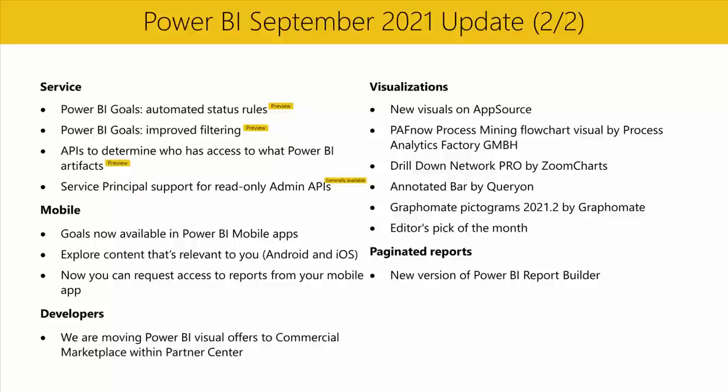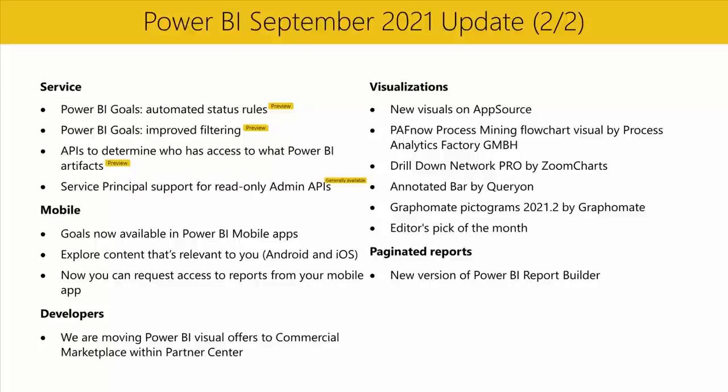And when you need to perform an access review across the entire tenant or multiple workspaces, the Scanner API with the user permission extension will come in handy. To learn more about these APIs, check out the blog post linked in the video description below. Next, to better support the security constraints of some organizations, we've added Service Principal support for the Scanner Admin APIs.